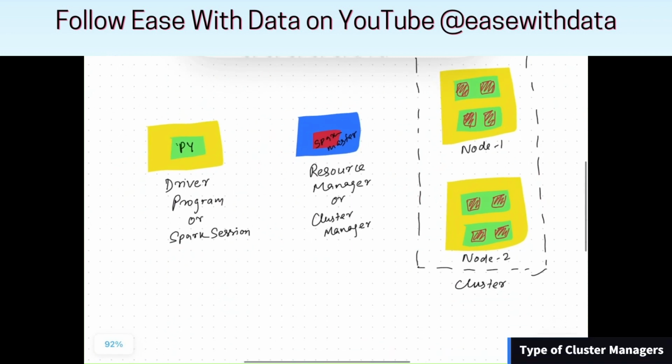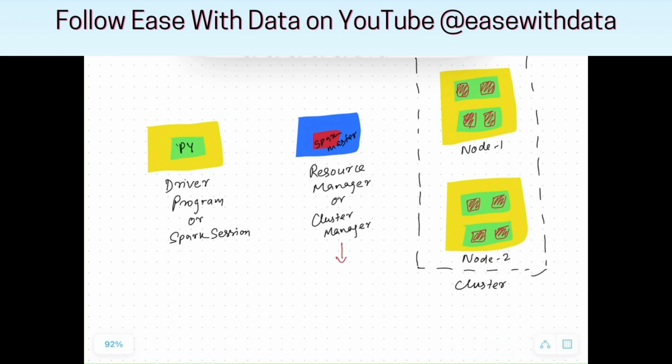Now, we know this resource manager is responsible for allocating the resources to the driver program or the Spark session, right? So it plays a major role. The resource manager is also known as the cluster manager. There are majorly 4 types of cluster managers available. The first one is standalone, which is basically a Spark cluster. The second one is Yarn, which is basically a Hadoop cluster where Yarn is the resource manager. The third one is Apache Mesos, which is now deprecated, so it is no longer available. And the fourth one is Kubernetes, which is for the containerized environment. So these are the 4 types of resource managers that are available.